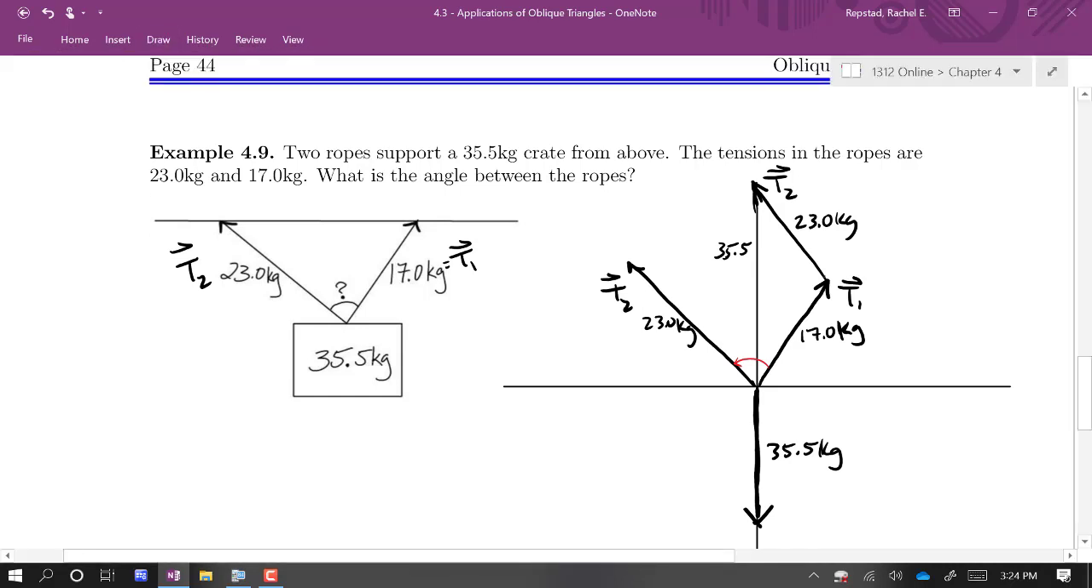So if I imagine kind of extending out this T1 vector, like so, the angle we want to find is this one. And the way that we'll find that angle is to first find this angle. I'm going to call this angle A, so that this is side A. Since I know all three sides of this triangle, I can use the law of cosines to find the measure of angle A. And once we have A, we will just subtract it from 180, because that's a straight line, right, as we extend the T1 vector.